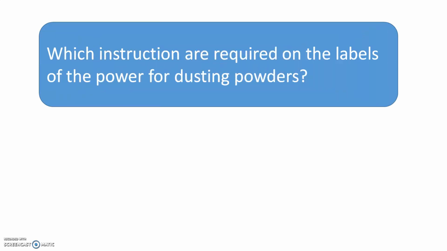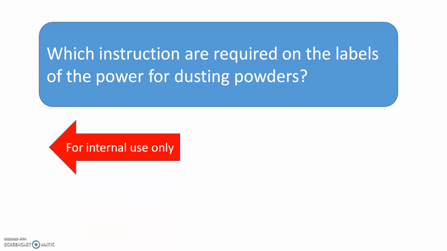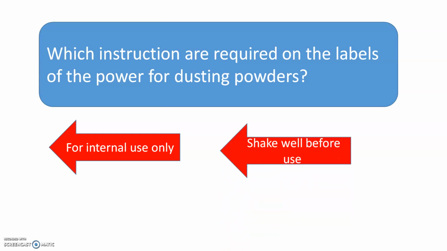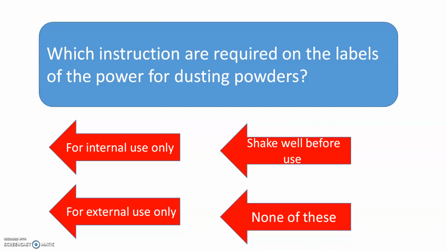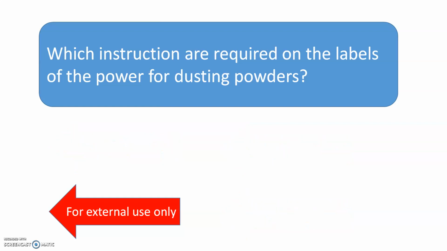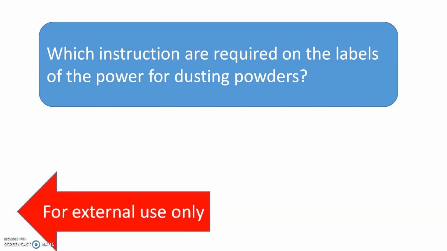Which instructions are required on the labels of the powder for dusting powders? So when you are dispensing the dusting powders, the options are: for external use only, shake well before use, for external use only, or none of these. The label should have for external use only. This direction should be mentioned.